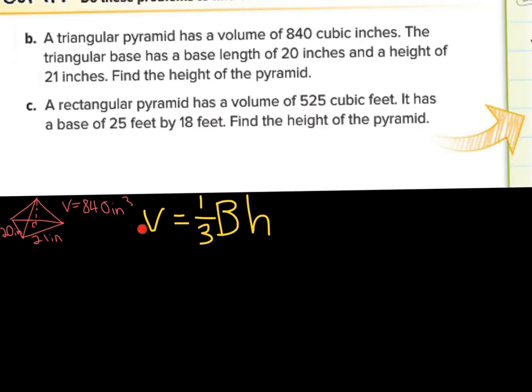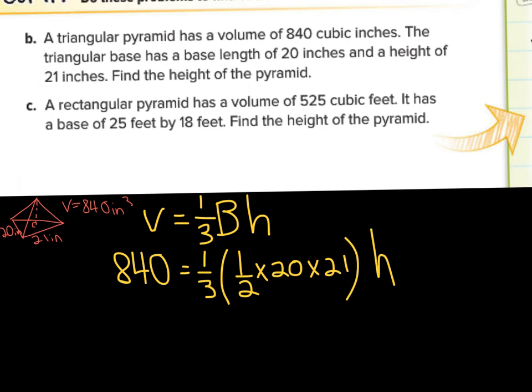We use our formula. Volume is 1/3 of the base, area of the base times the height. Okay, let's replace our variables. And here's what I have so far. Okay, I have my 840, as mentioned up here, 840 cubic inches is my volume, times 1/3, I kept that the same. The base of my area is the formula for the area of a triangle, right? So it's half base times height, right? Or length times width, whatever you want to call it. And then my h.